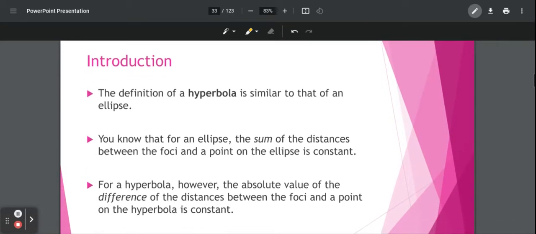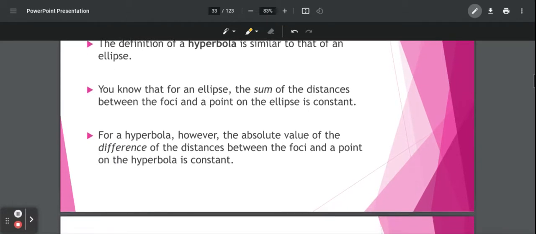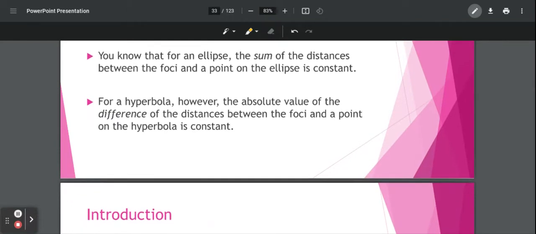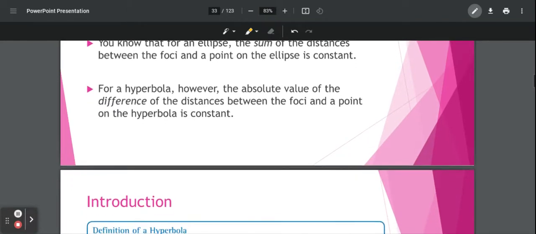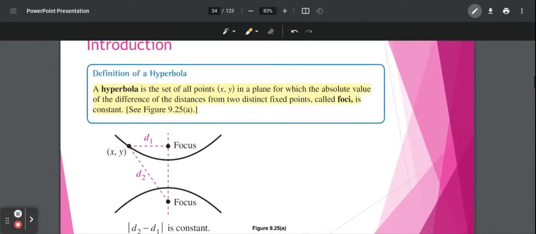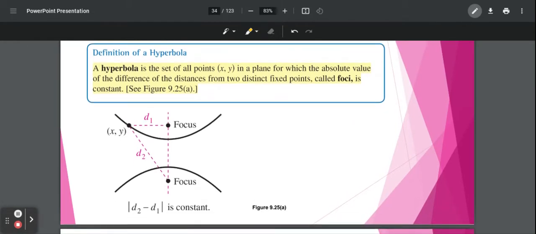So first, for our introduction, the definition of a hyperbola is similar to that of the ellipse. You know that for an ellipse, it's the sum of the distances between the foci and a point on the ellipse which is constant. And for a hyperbola, the absolute value of the difference of the distances is what's constant. So the formal definition is that a hyperbola is a set of points in a plane for which the absolute value of the difference of all the distances from two distinct fixed points called foci is constant.